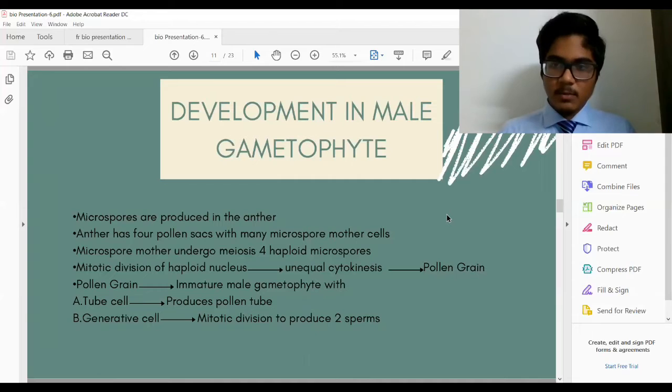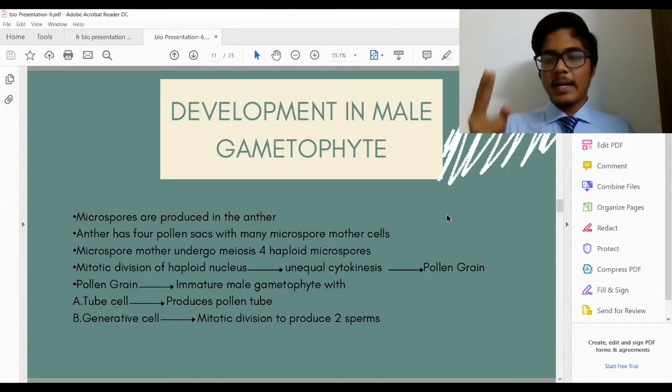And these mother microspores, also known as diploid microspores, undergo meiosis to produce 4 haploid microspores. These haploid microspores each have one nucleus, but with half the number of chromosomes, which is suitable to be formed as a gamete. So every one of these nuclei would undergo mitotic division to produce 2 identical nuclei.